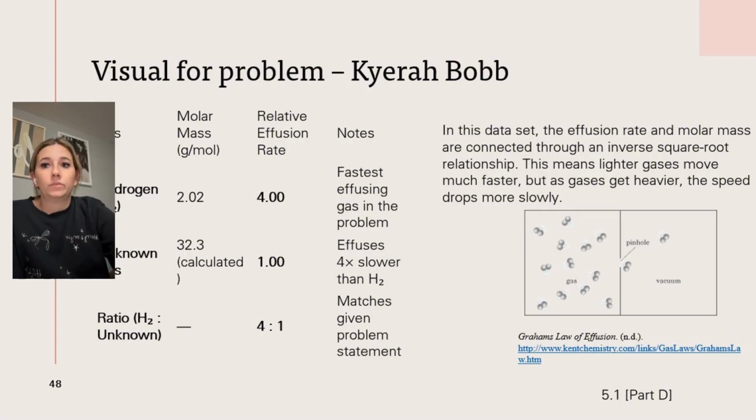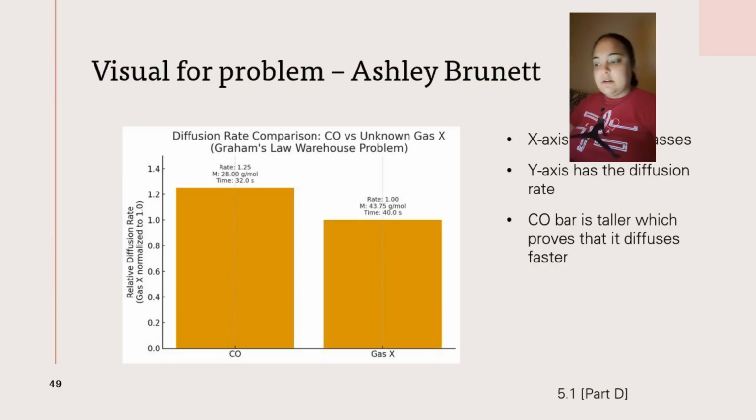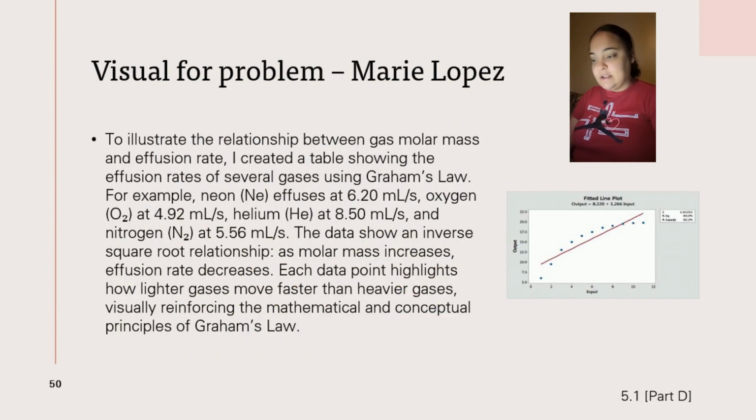For the visual for my problem, I chose to go with a bar graph. It shows the two gases, carbon monoxide and gas X, and their diffusion rates, showing that the carbon monoxide diffuses at a higher rate. So the visual for the problem is to illustrate the relationship between gas molar mass and effusion rate.